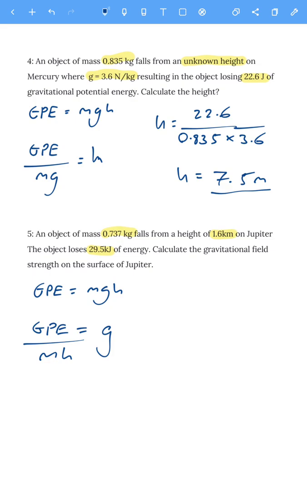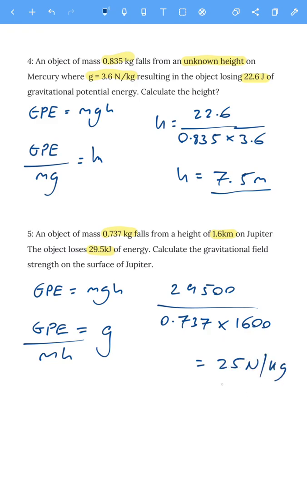So 29.5 kilojoules, we have to times that by 1,000 because kilo means 1,000. So 29.5 times 1,000 gives us 29,500 joules. Divided by mass, which is 0.737 kilograms, multiplied by the height, 1.6 kilometers. Kilo again means 1,000, so 1.6 times 1,000 is 1,600. And if we calculate that, that gives us 25 newtons per kilogram or 25 meters per second squared.